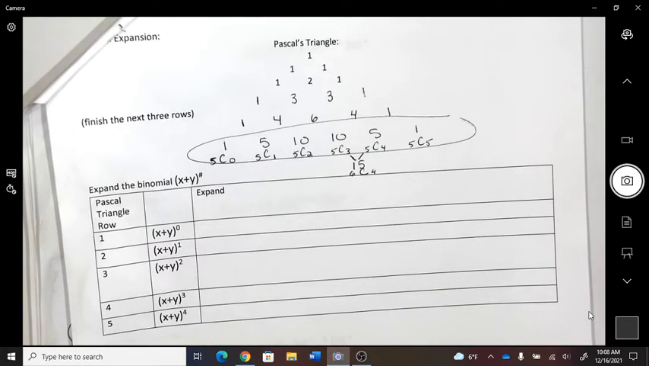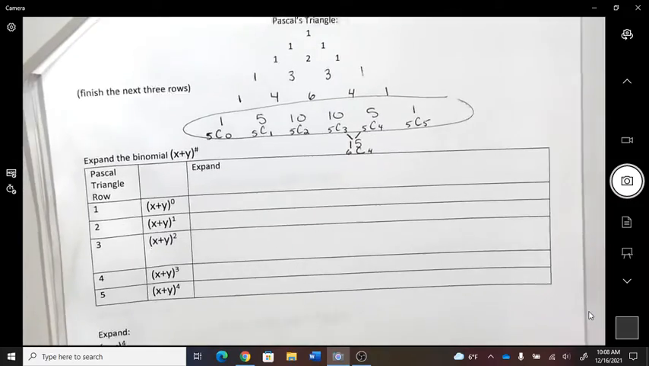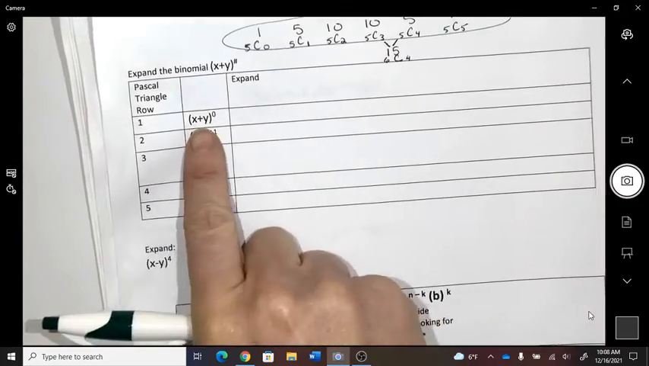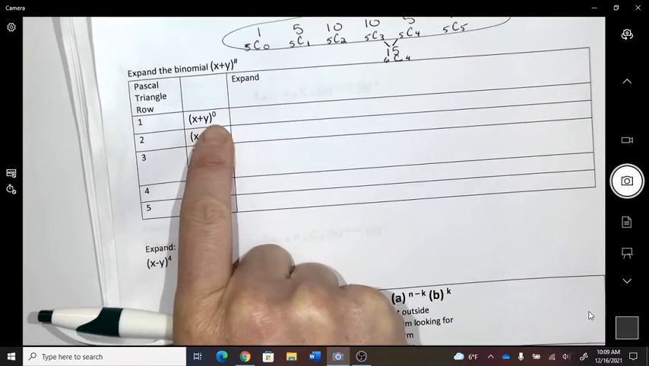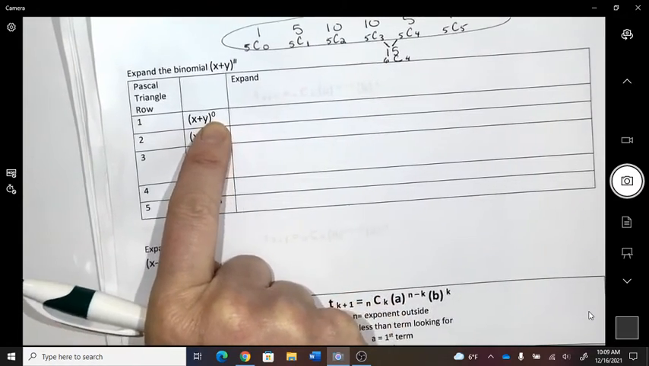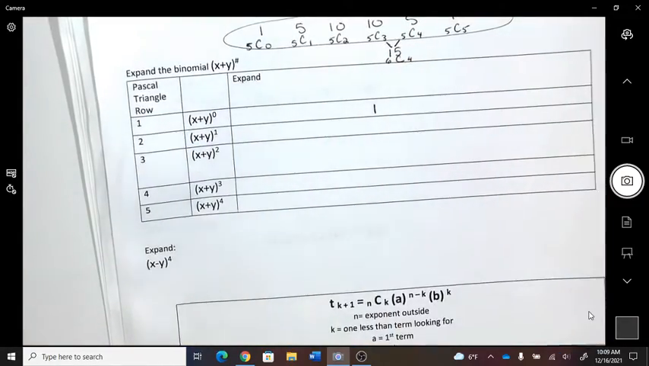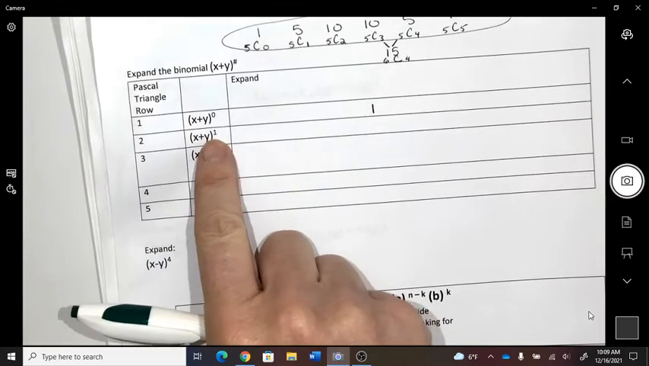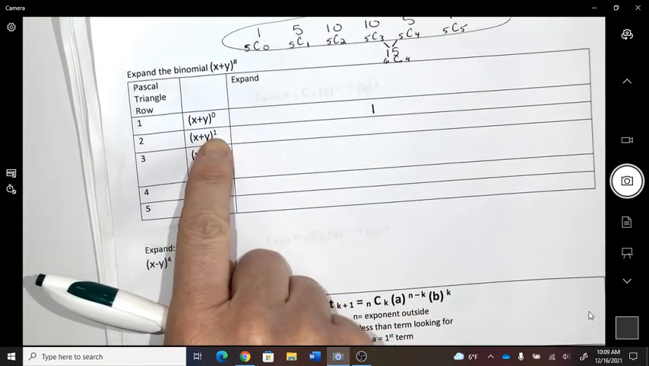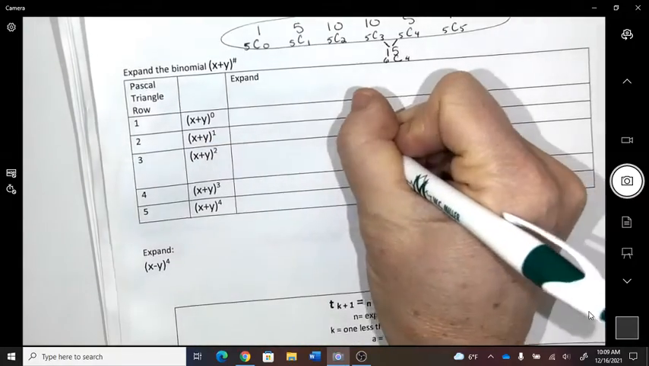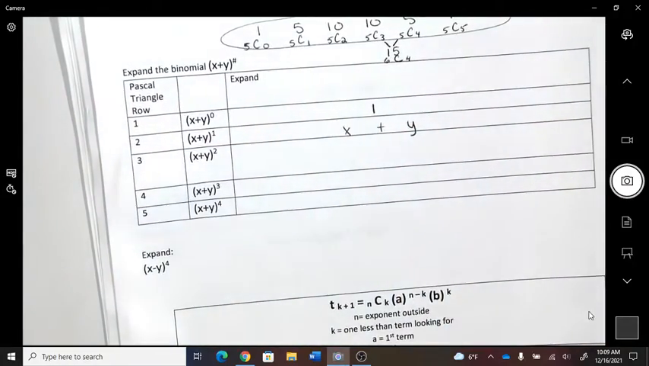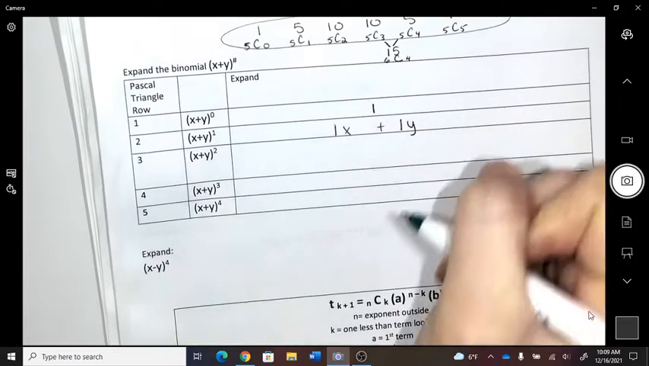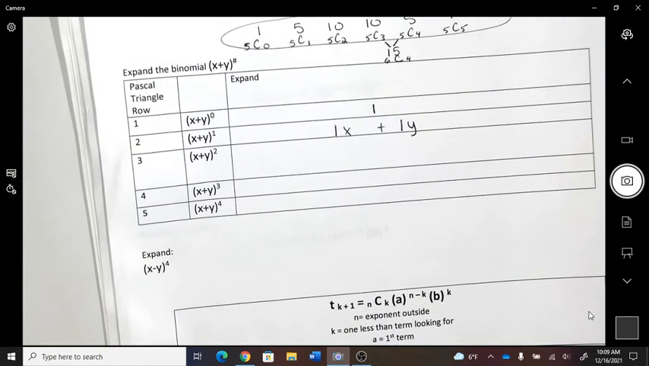Okay, we're going to start expanding binomials, which is what this is all about. Okay, so this is a binomial, x plus y. So if I put it to the 0, my answer is just 1, right? Anything to the 0 is 1. Okay, if I do x plus y to the 1, it'll be x plus y. We don't normally do this, but I'm going to do it now: 1x plus 1y. I'm going to this time to show you something.